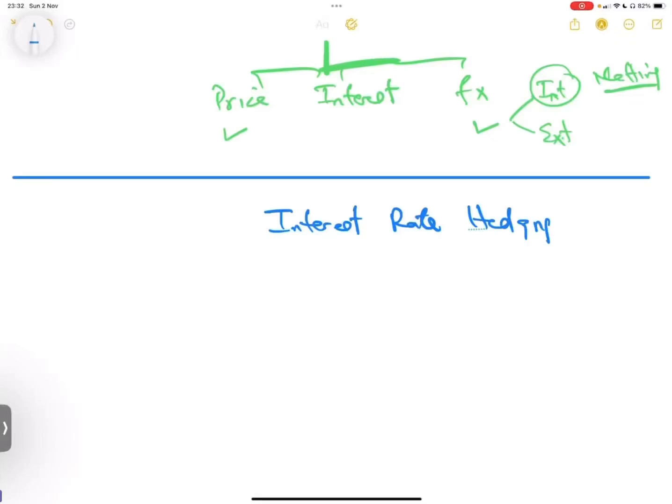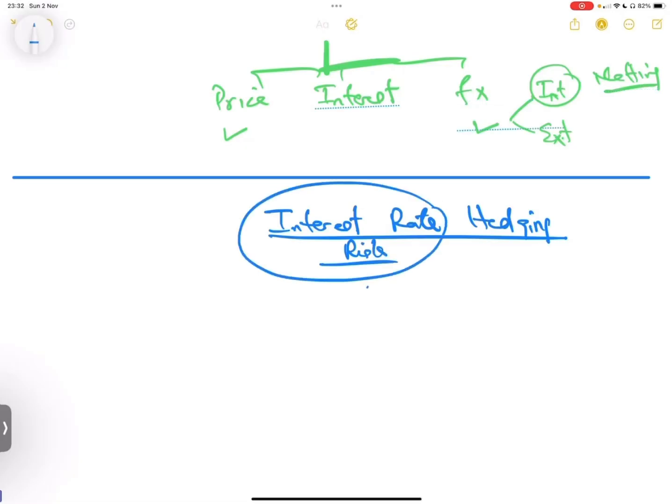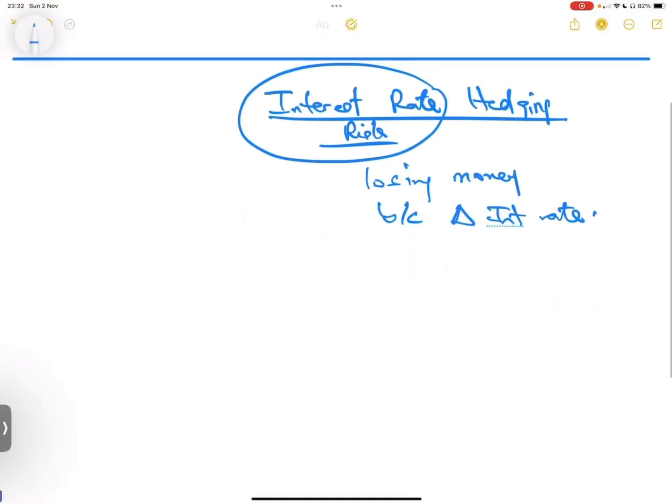How do you manage the financial risk associated with interest rates? So, this interest rate risk, remember, is about the possibility of you losing money because of changes in interest rate. The question is why? Because you might have an asset that gives you income based on interest rate.